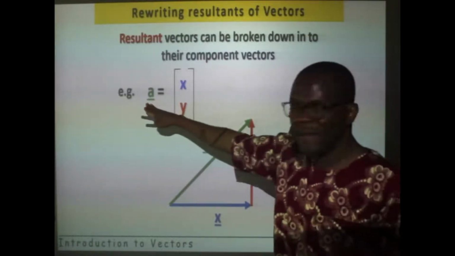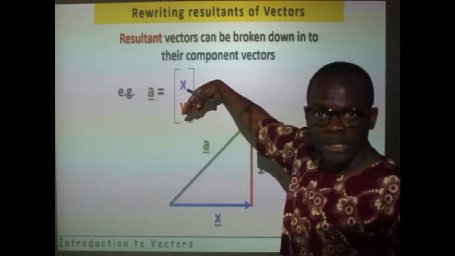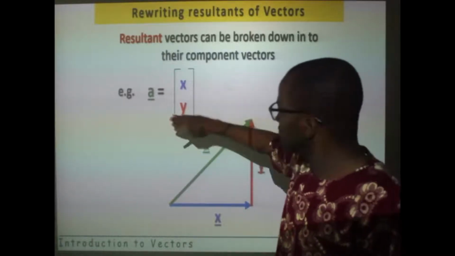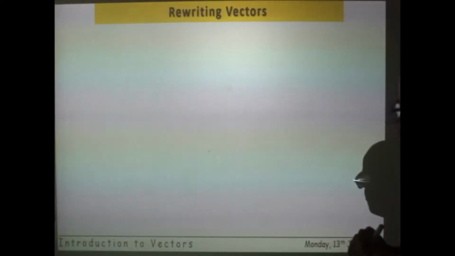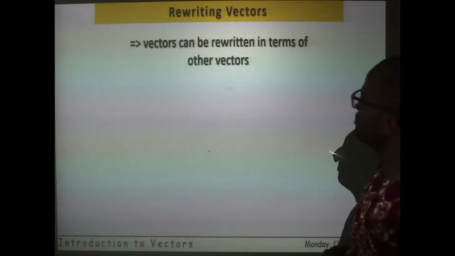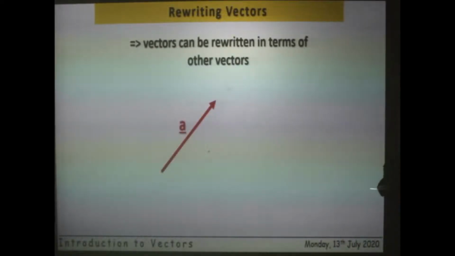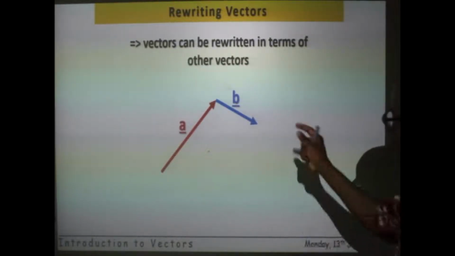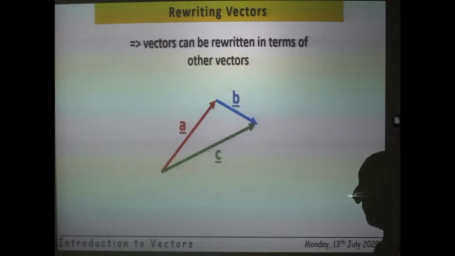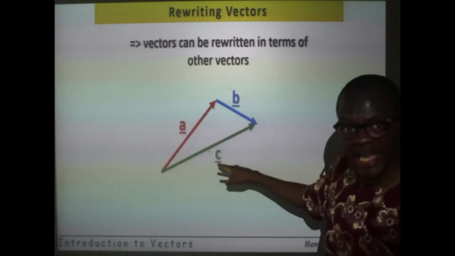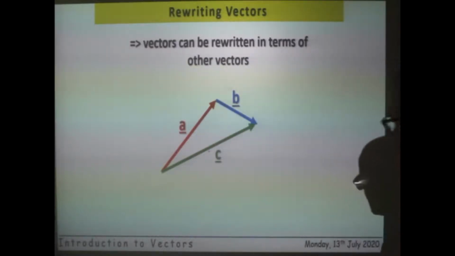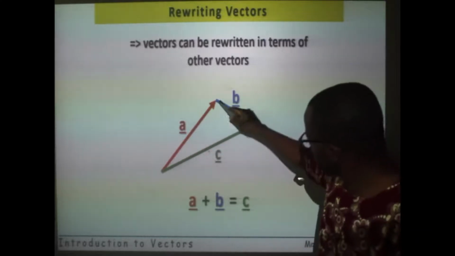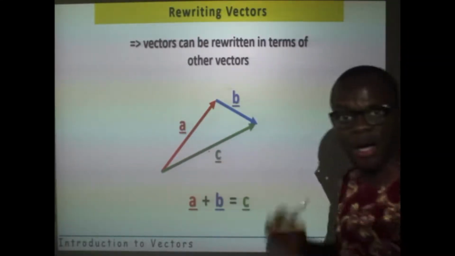So you can also write down the vector giving the components, the value in the x direction and then the value in the y direction. We'll see some more of this a little bit shortly. So vectors can be rewritten in terms of other vectors as well. If you have the vector A pointing as shown, and then the vector B pointing as shown, and you want to combine the two vectors, the vector C will be A plus B, as you can see. So A plus B gives you the vector C.